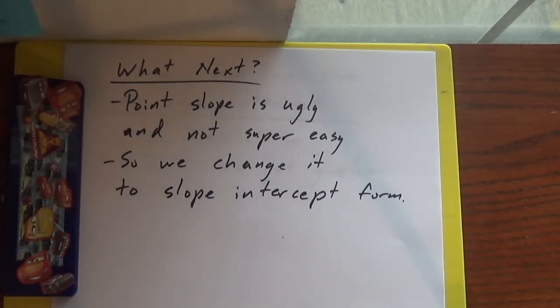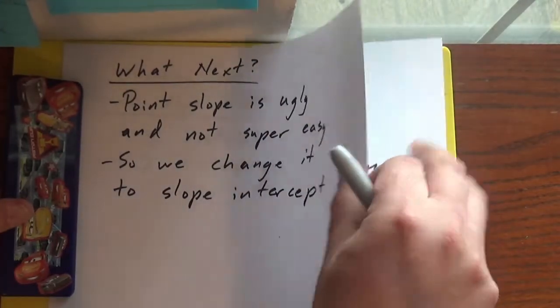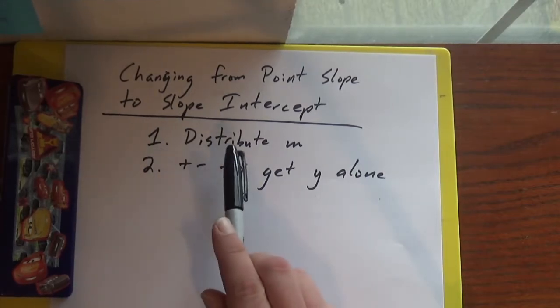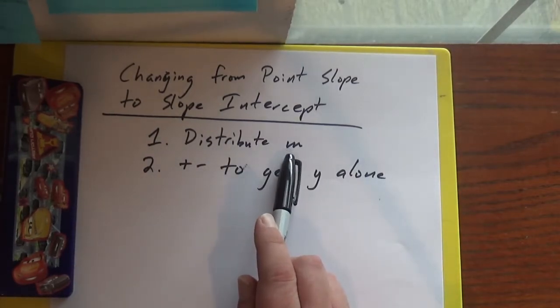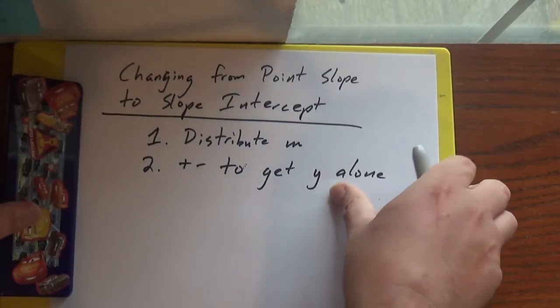Alright. Point slope is ugly and it's not super easy to really understand what kind of line it looks like and that sort of thing. So what we're going to end up doing is we're going to change it to slope-intercept form. Now to change it to slope-intercept form, we're going to do the same 2 steps every time. First step, we're going to distribute our slope. Second step, we're going to add or subtract to get y by itself.